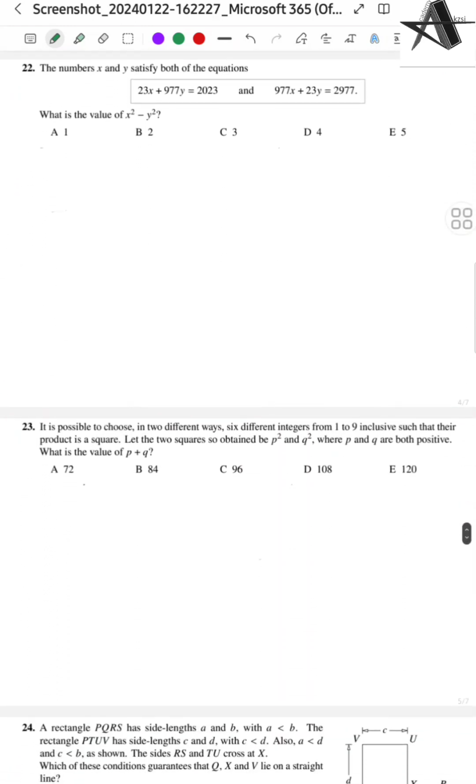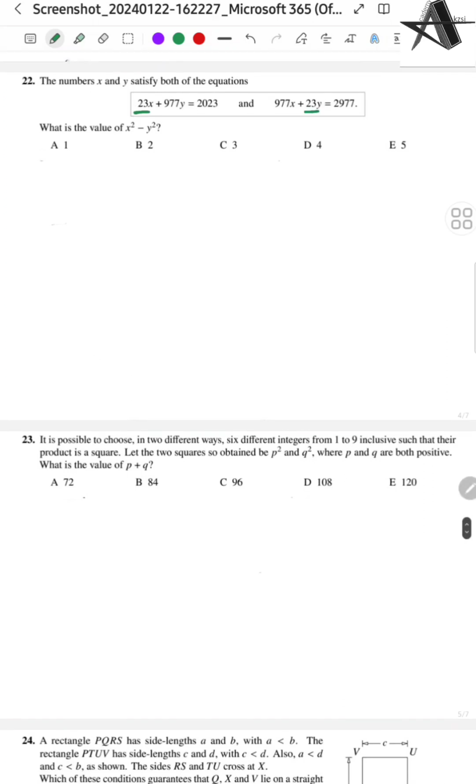The numbers x and y satisfy both equations, this and this. What's the value of x squared minus y squared? See, if you find the values of x and y individually and then square them, it would be very difficult. Obviously, for this exam, we need not do endless calculation, and the numbers are very striking. See, this is 23x here, 23y here, 977x here, 977y. That means if you add them, x and y come out to be the same. Apart from that, x squared minus y squared can be factorized as x plus y times x minus y. So if I add x and y, subtract x and y, and then put in the values, it would be much easier for us to calculate the answer.